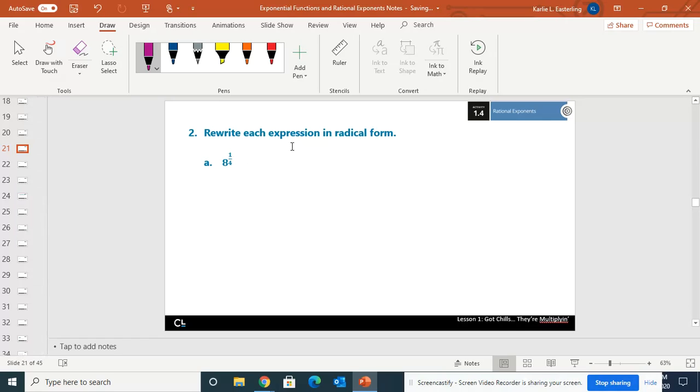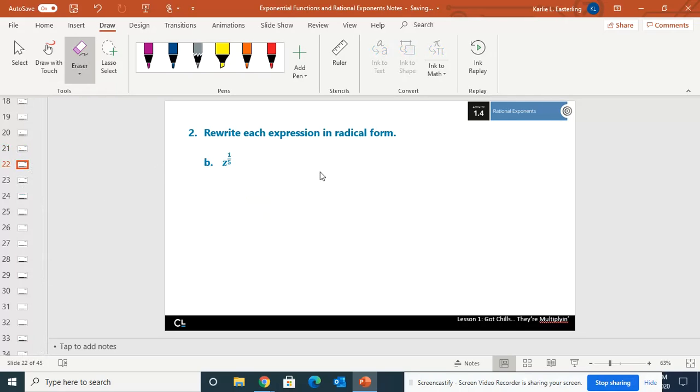Now we're going to rewrite the expression in radical form. We're going to take this 8 to the 1/4 power and write it with a root. Our 8 is to the first power, and it is to the 4th root because that 4 is in the denominator, so it's going to go with that root. You don't have to have the 1 in there. Just if that makes you happy, you can do it.